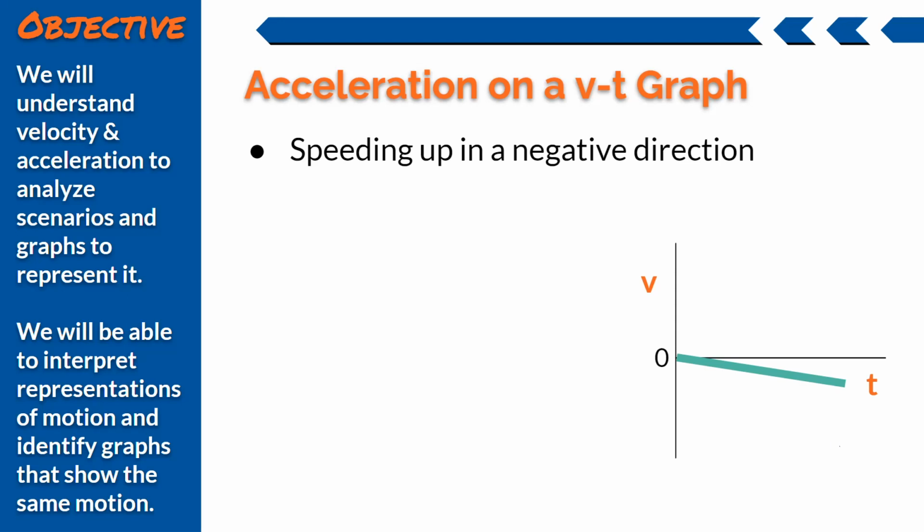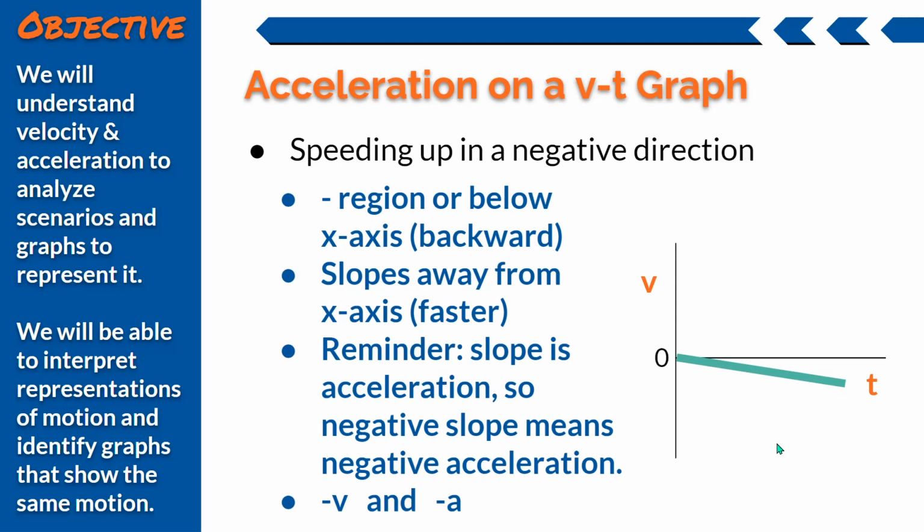Okay, so maybe this is 0 to -1 to -2 to -3 to -4, whatever. But this is an example of speeding up in the negative direction. If you have something speeding up in the negative direction, your line will be in the negative region of the graph. Anything down here is going backwards or in the negative direction, and it will slope away from the x-axis. Anytime you have your line moving away from the x-axis where velocity is 0, you're getting faster. As a reminder, the slope of a VT graph is acceleration.